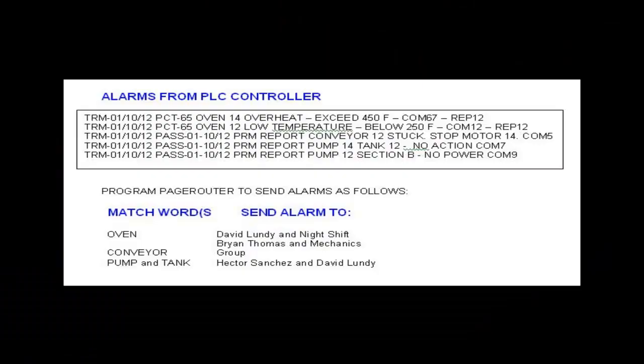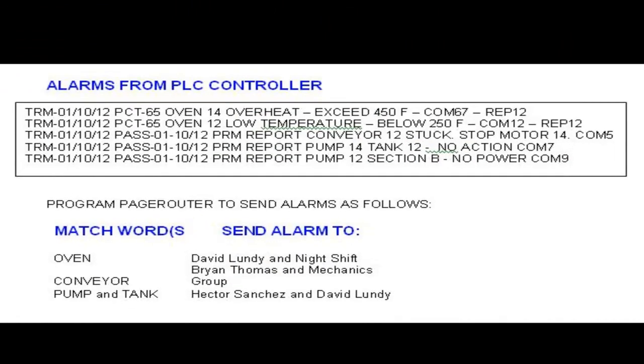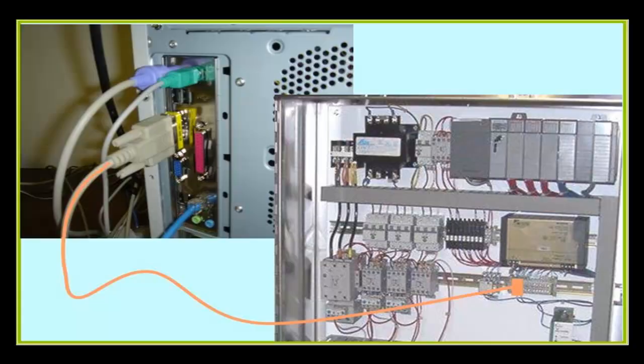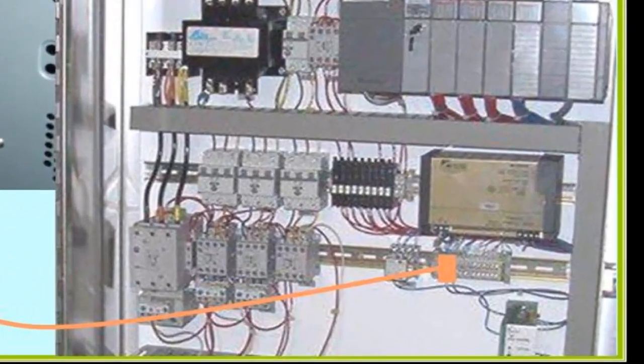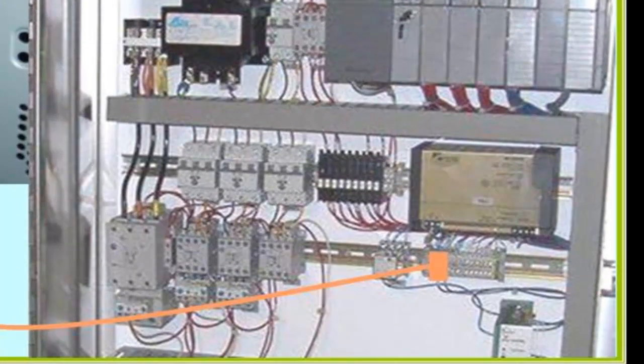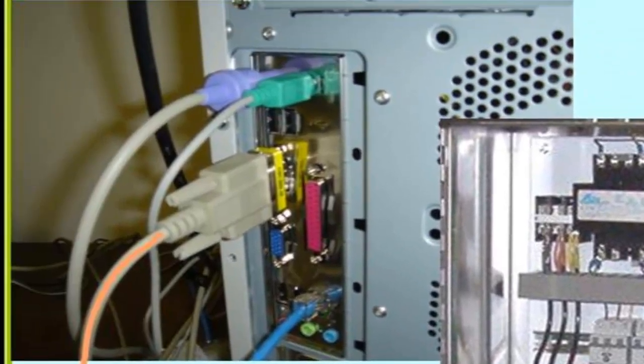The PageRouter software is able to receive thousands of alarms created by existing alarm monitors and transmit only those alarms filtered in PageRouter based on the text of the alarm received. Text alarms are delivered to PageRouter from PLC controllers or alarm monitoring systems already in operation by using a serial RS-232 cable connection to the PageRouter computer.